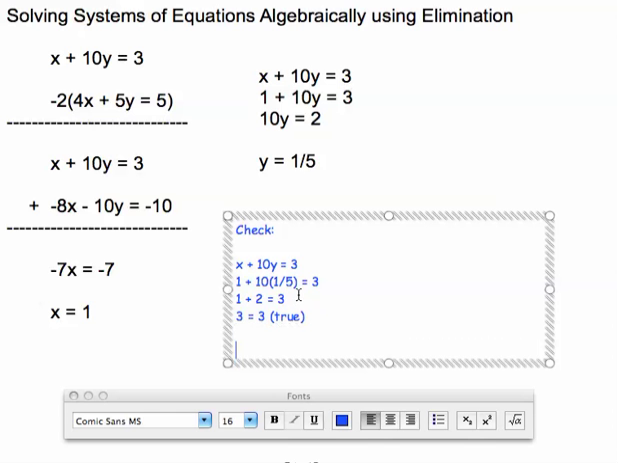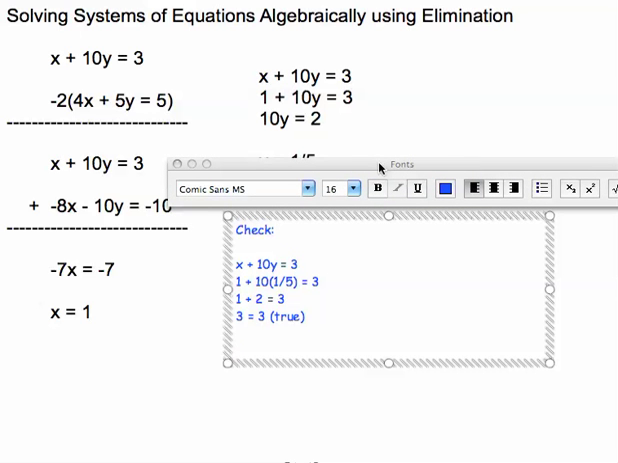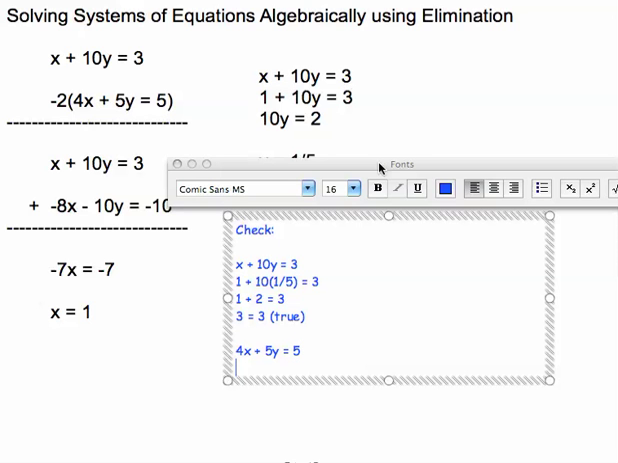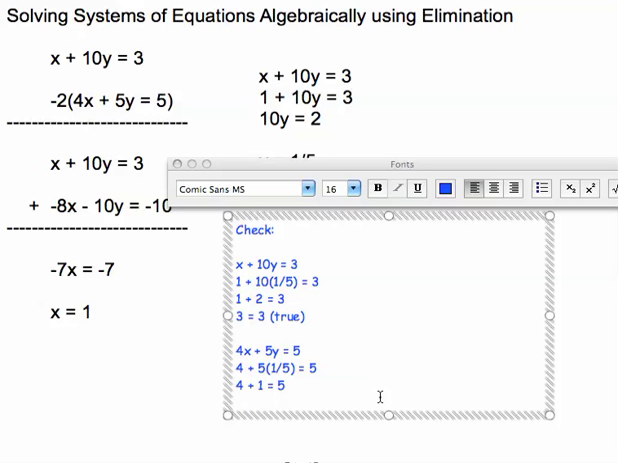So you're almost done. Now you just have to do the second equation, which was 4x plus 5y equals 5. Substitute in: 4 times 1 is 4, plus 5 times 1/5 equals 5. And if you remember the multiplicative identity or the inverse property, 5 times its reciprocal 1/5 will give you a value of 1. So 4 plus 1 is 5, so 5 equals 5. That is also true. So you know your answer is correct.